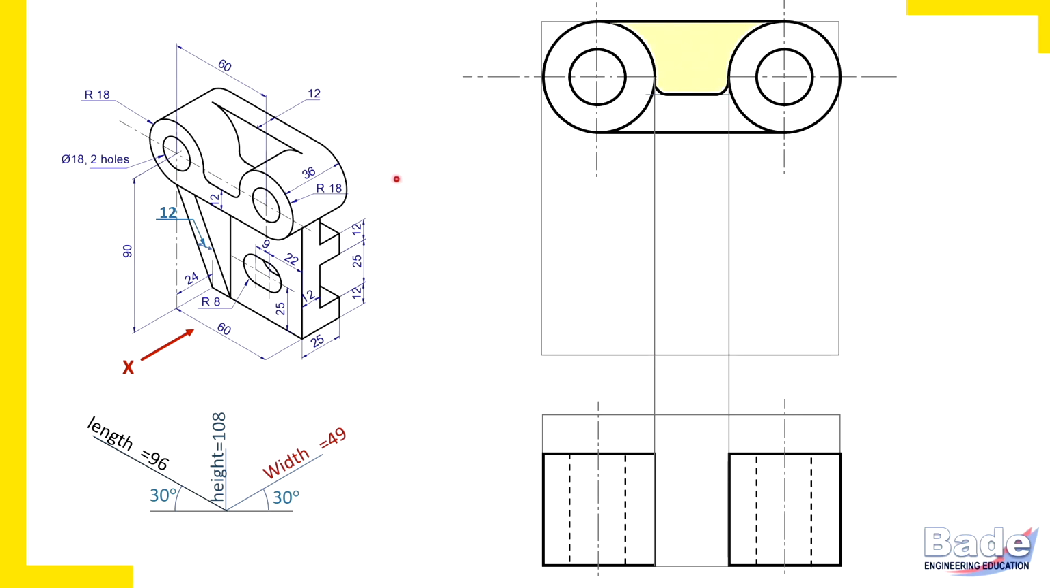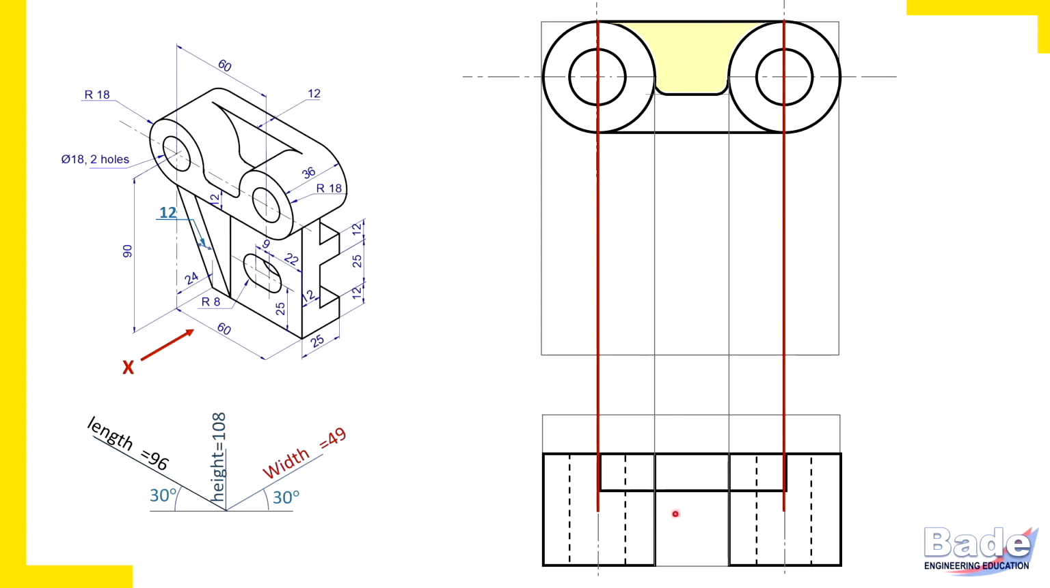This plate, this plate in the top view. Nothing to think. This plate appears between its end projectors. So focus on right end of this plate, left end of this plate, and draw end projectors. Between these end projectors, we are going to draw 12 millimeter thick strip. So here it is. So in top view, it is a rectangular strip between end projectors.